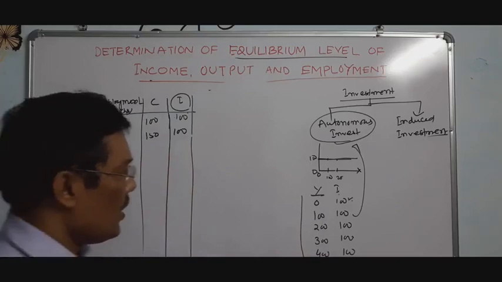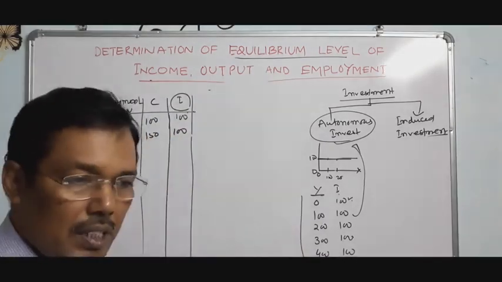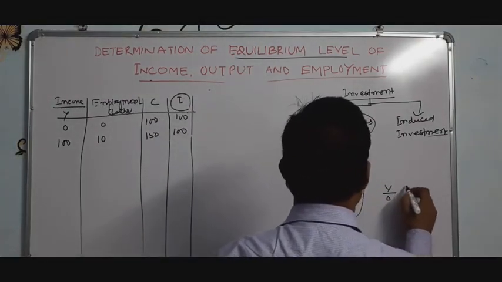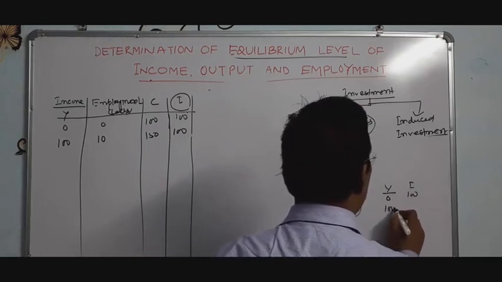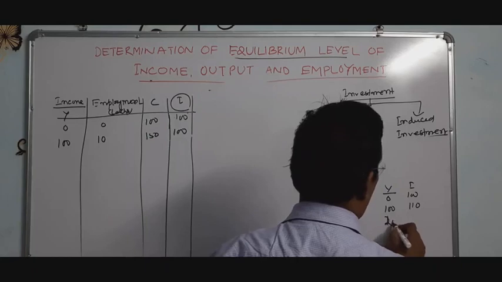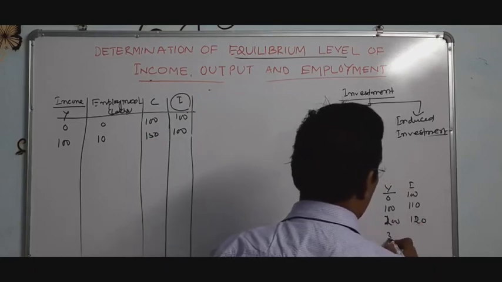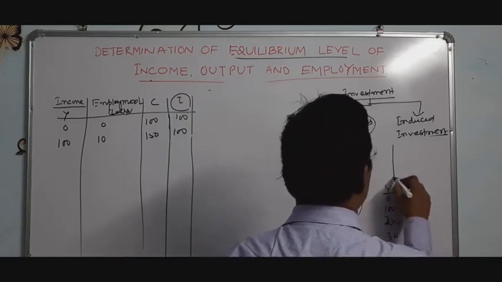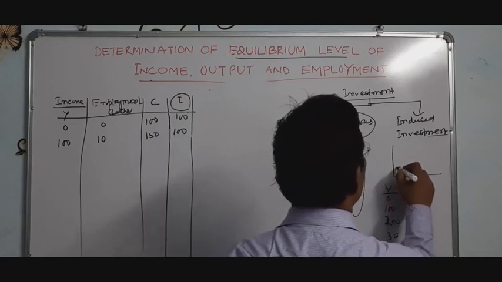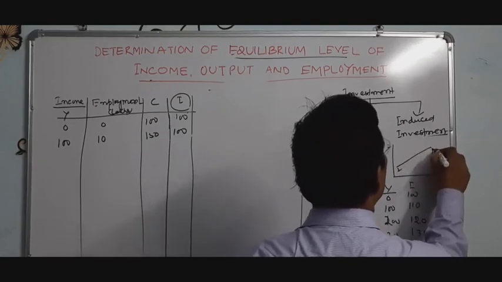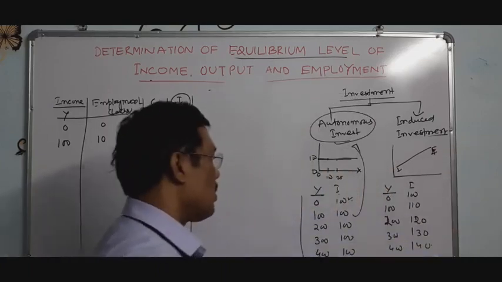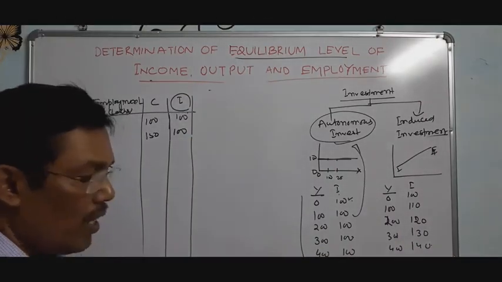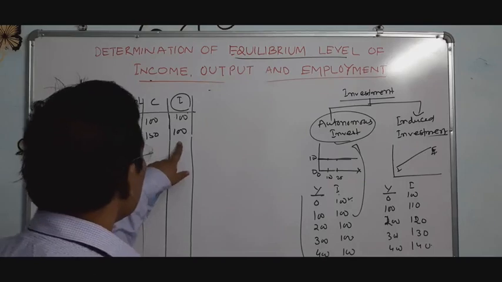But induced investment says when income increases, investment increases. Suppose Y is 0, investment is 100. Y is 100, 110. Y is 200, 120. Y is 300, 130. Y is 400, 140. So in this case the investment curve will be like this. This is the induced investment curve, and this is the autonomous investment curve. In our analysis, according to Keynes, the investment will remain the same.